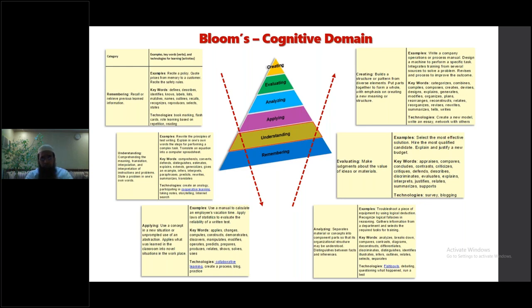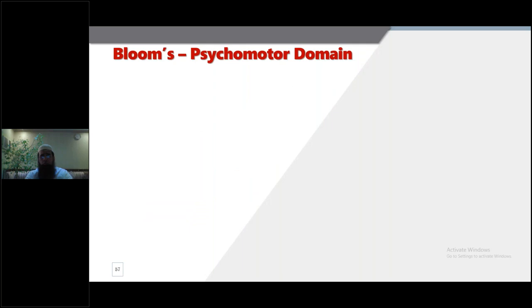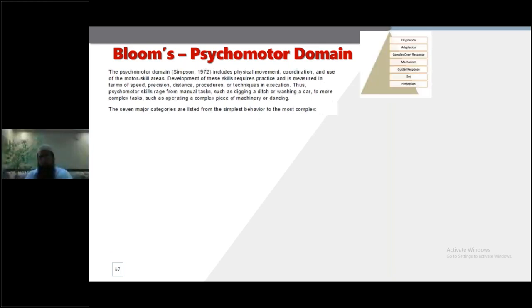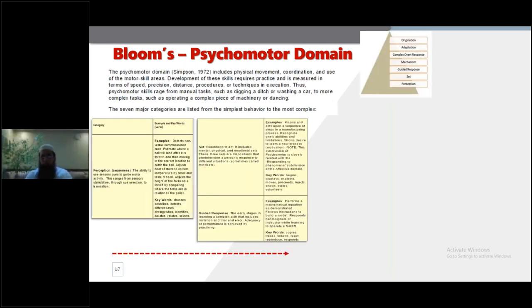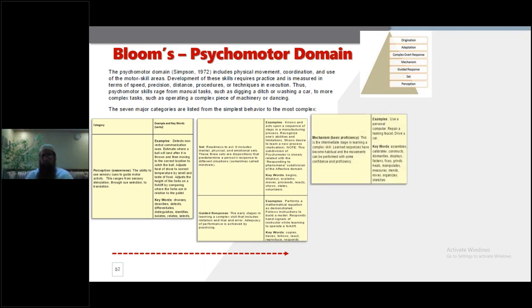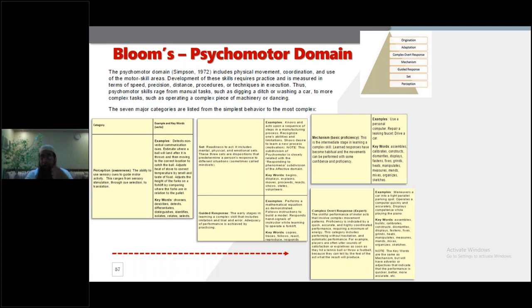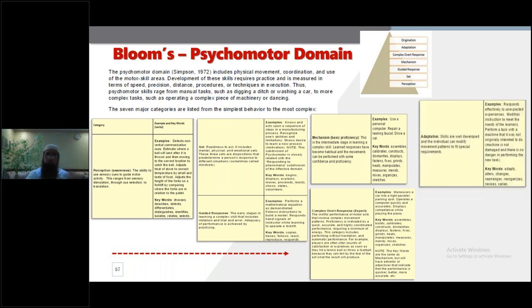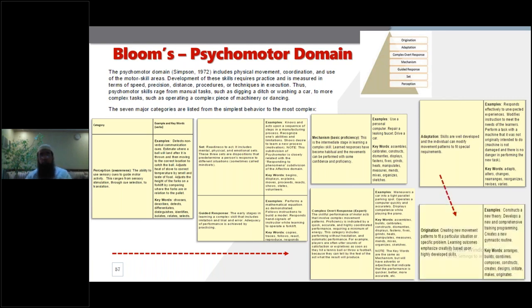There are examples on how we actually write outcomes and change them. So if you look into Simpson model, we have perception, we have set and guided response. In our system, we did not see much use of perception or set, but guided response, we had some application in civil engineering. Mechanism is the higher level of proficiency and automation. Complex overt response is a higher level of mastery in implementing certain routines, the psychomotor routines. Adaptation is you're basically applying it to a different setting, different environment. And origination is you are basically creating a completely new psychomotor process and action.